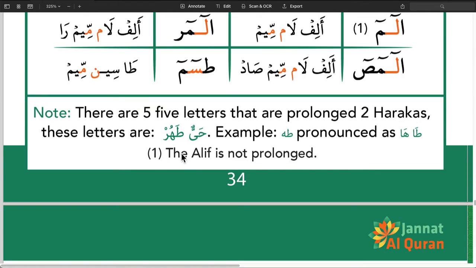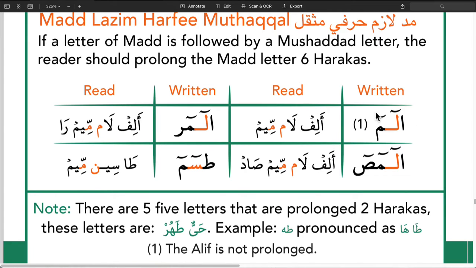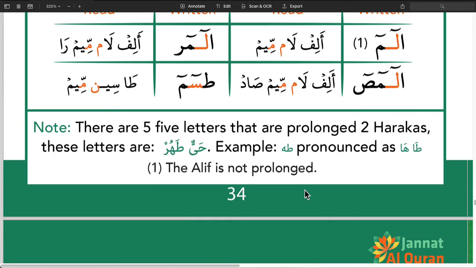Note, there are 5 letters that are prolonged to 2 haraka. These letters are just ha, ya, ta, ha, and ra. For example, in Taha, which begins Surah Taha, we just pronounce them as in the alphabet. So Taha, not Taha, no. We have to pull Taha as in the Arabic alphabet. The alif is not prolonged as much as those letters.